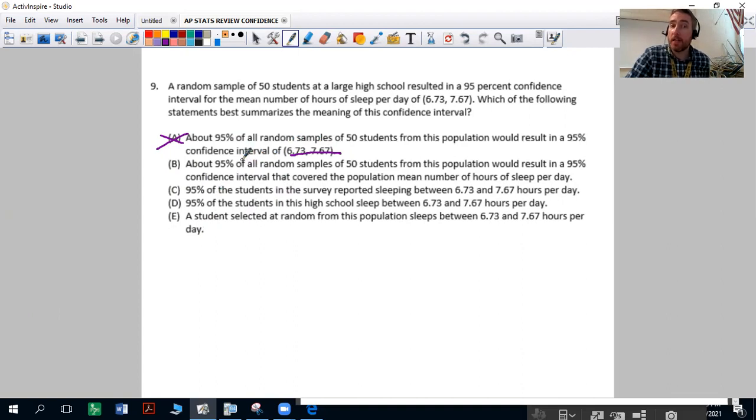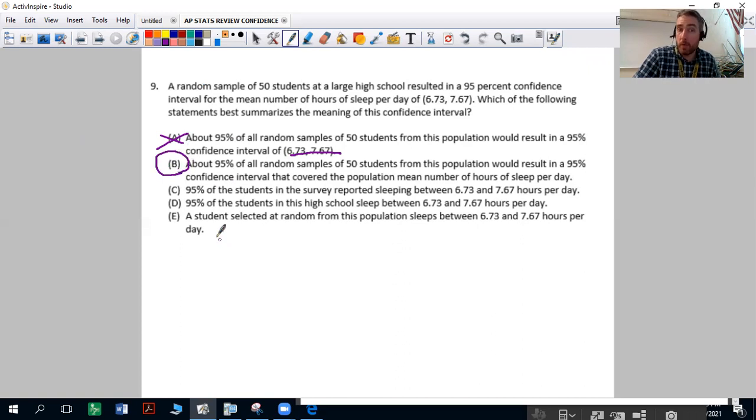Letter B, about 95% of all random samples of 50 students from this population would result in a 95% confidence interval that covered the population mean number of hours of sleep per day. That's true. So all possible samples using this sampling technique at this level, 95% of those intervals would capture the true parameter. That's exactly what this problem is saying.